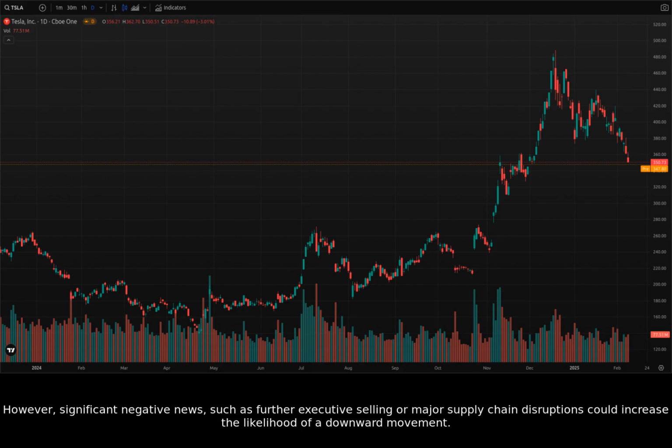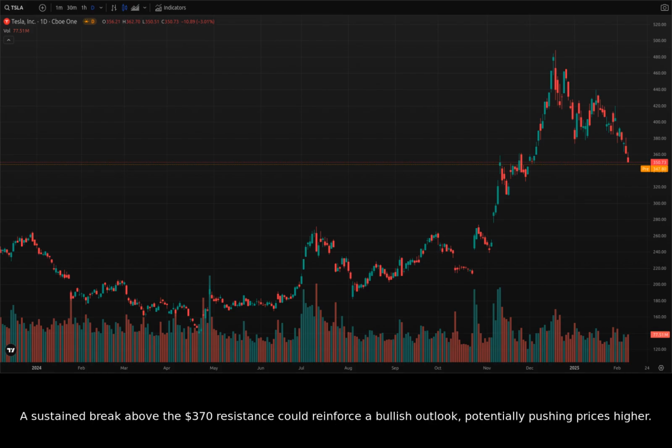news. However, significant negative news, such as further executive selling or major supply chain disruptions, could increase the likelihood of a downward movement. A sustained break above the $370 resistance could reinforce a bullish outlook, potentially pushing prices higher. Meanwhile, a drop below $350 would be bearish and could be compounded by additional negative news.